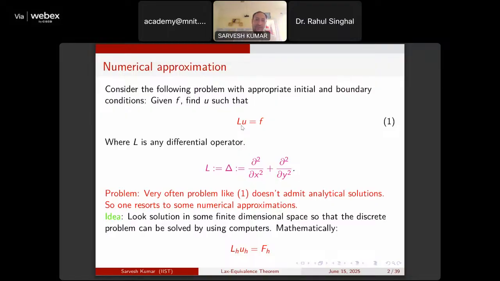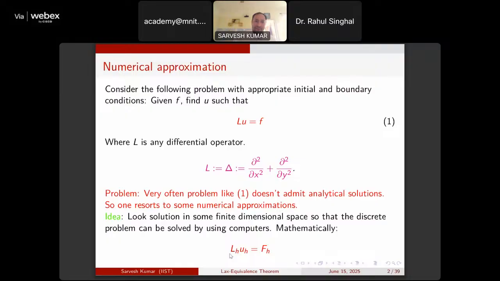Everything depends on this, your numerical solution or simulation, whatever computer simulation you do, depends on that space which you have chosen. So this is what I look for, a solution in some finite dimensional space, so that the discrete problem can be solved using a computer. Once we do that, this will transform to an algebraic system of equations. So you have fh which is given to you. Now I want to find uh in some finite dimension, and Lh is the approximation of L. So this is the problem, Lh uh equal to fh.